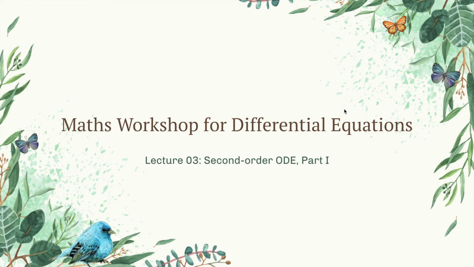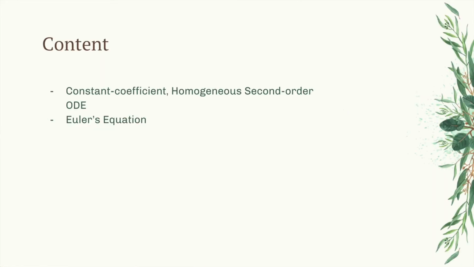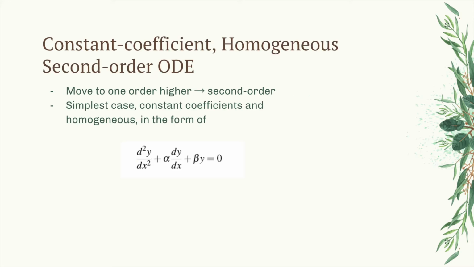So now let's get into the third lecture. Today we are going to talk about constant coefficient, homogeneous second-order ODEs, and their variant, Euler's equation. In the last two lectures, we focused on first-order ODEs. Now it's time to move one order higher and deal with second-order ODEs.